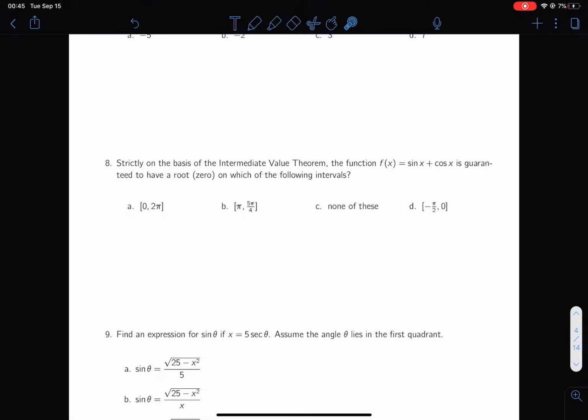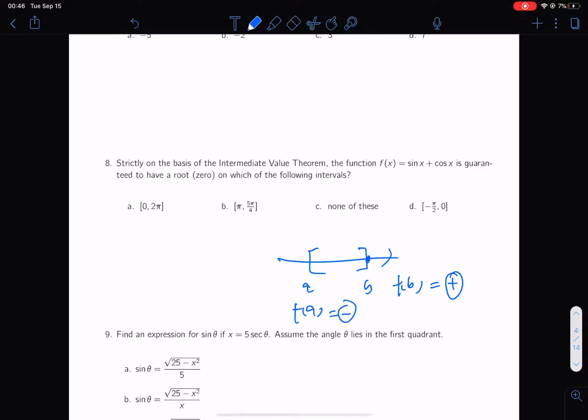Next one, IVT. We are given the function f of x is guaranteed to have a root, which is 0, on which of the intervals. For the IVT, the condition is we first check the closed interval, say a and b, and the corresponding value f of b must be positive or negative. If f of b is positive, then f of a must be negative. If f of b is negative, then f of a must be positive. They must have different signs.